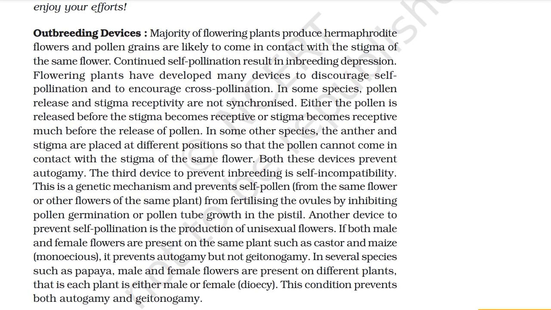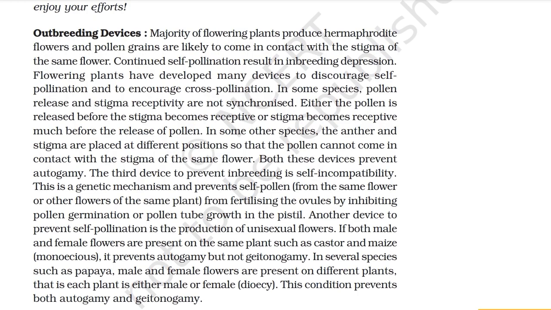In some other species, the anther and the stigma are placed at different positions so that the pollen cannot come in contact with the stigma of the same flower. Both the devices prevent autogamy. The third device to prevent inbreeding is self-incompatibility. This is a genetic mechanism and prevents self-pollen from the same flower or other flowers of the same plant from fertilizing the ovules by inhibiting pollen germination or pollen tube growth in the pistil.